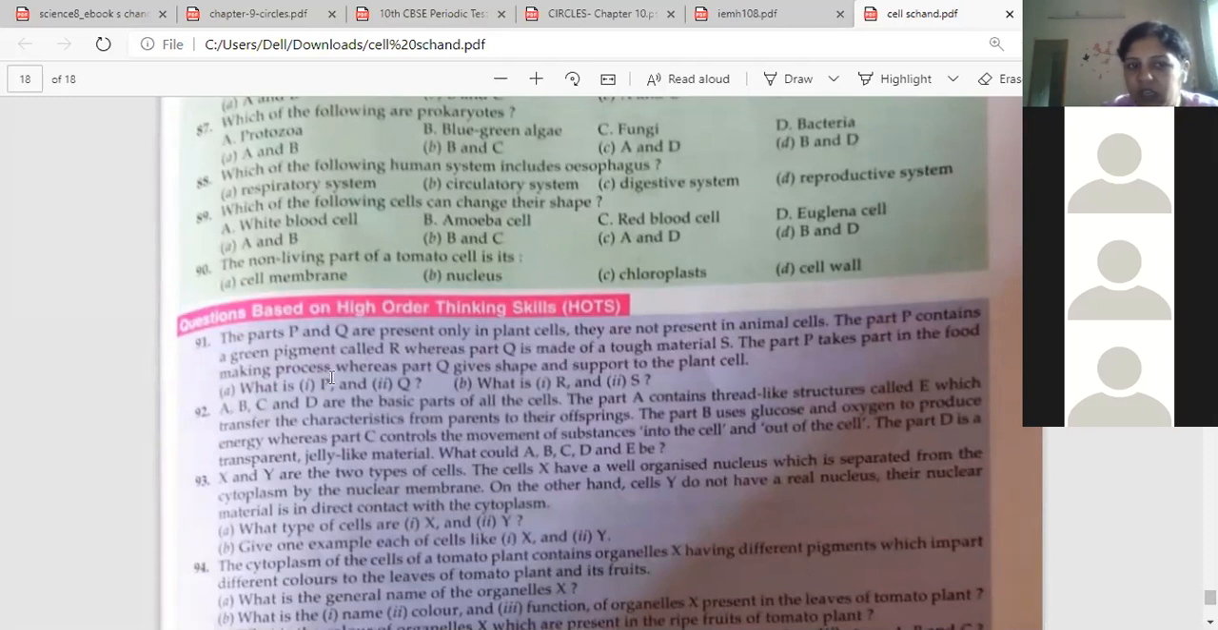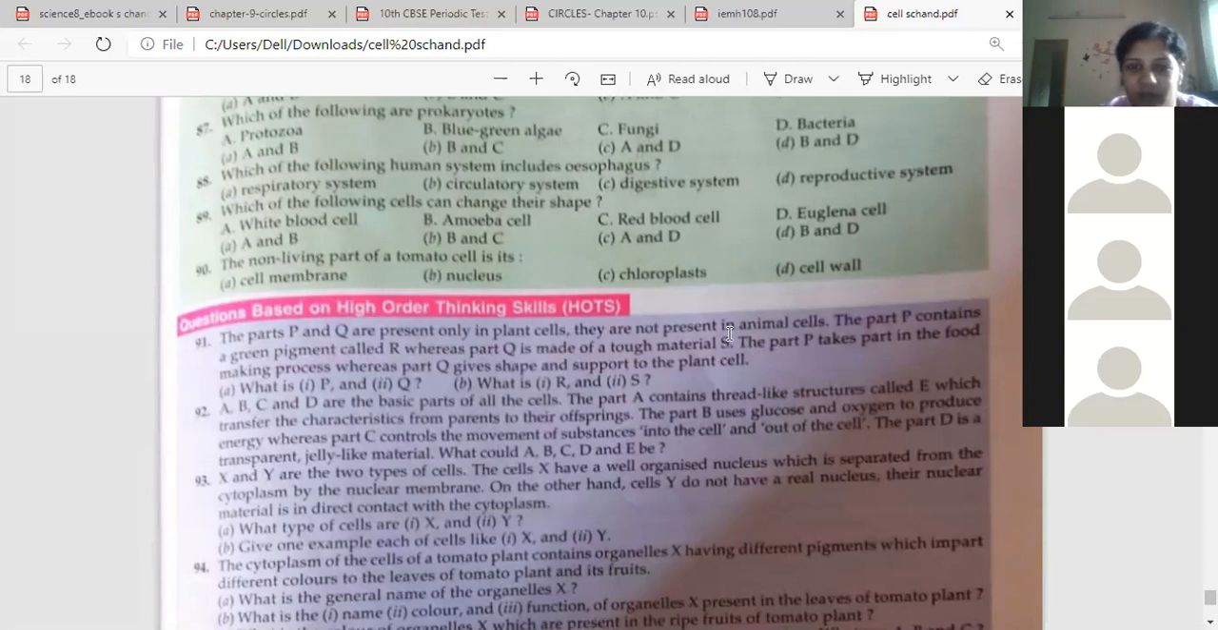What is P? P is chloroplast. P contains green pigment. That means R is present inside P. So P is a chloroplast and R is chlorophyll. Q is cell wall. Q is cell wall, right?